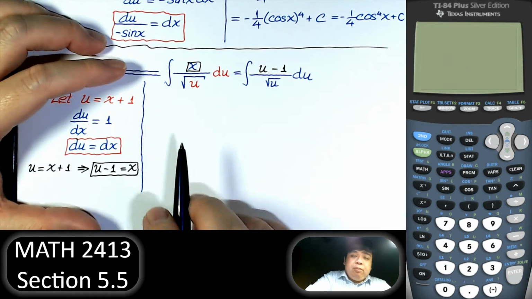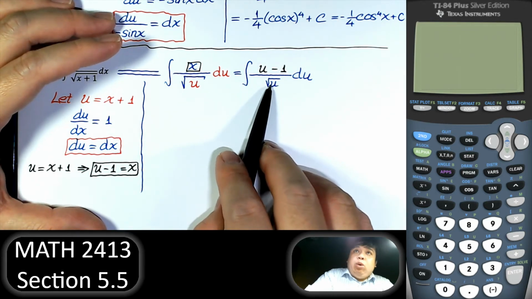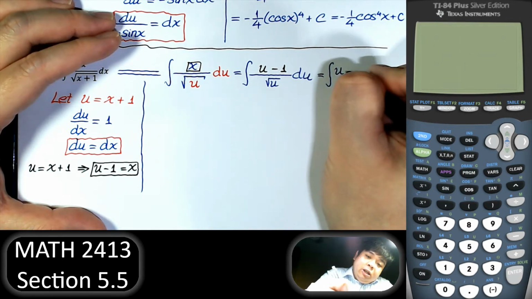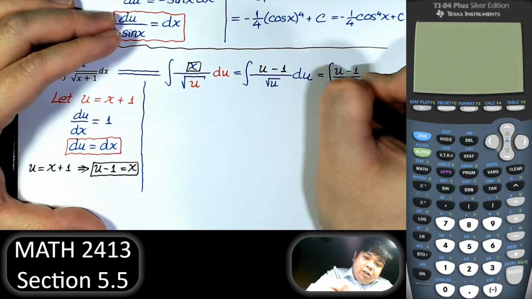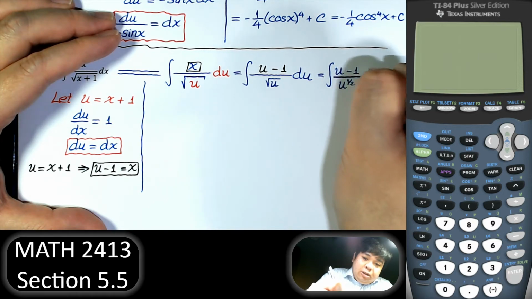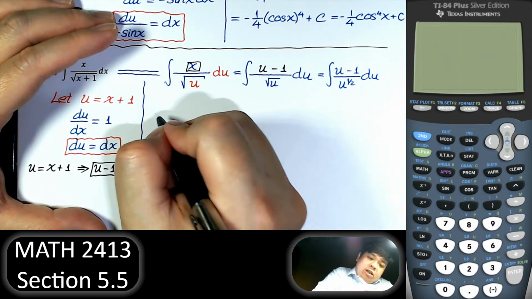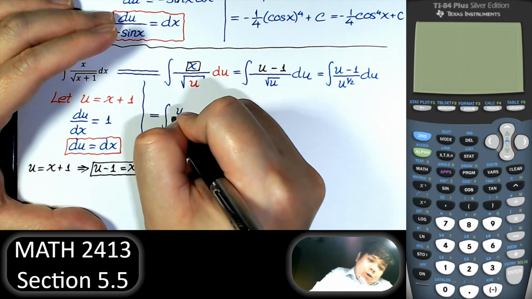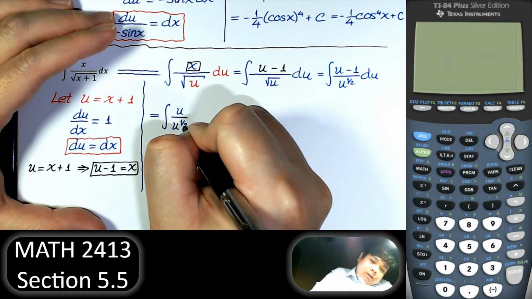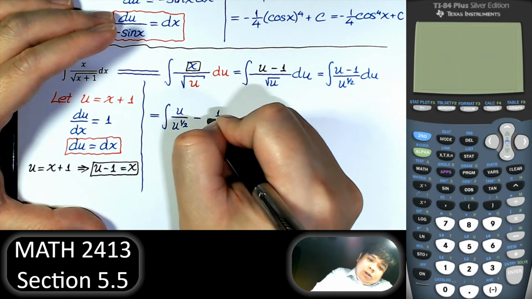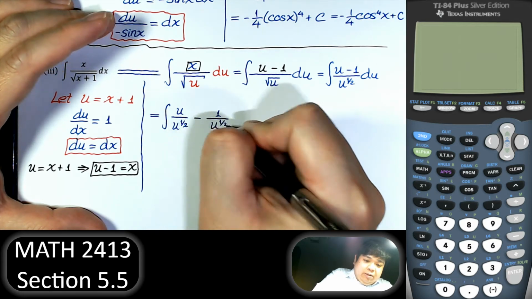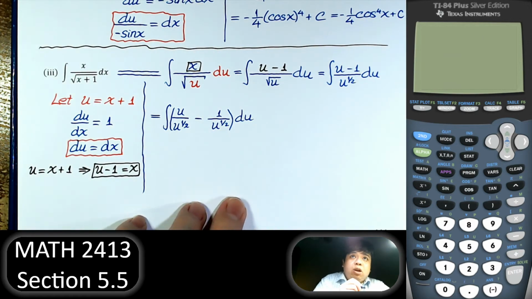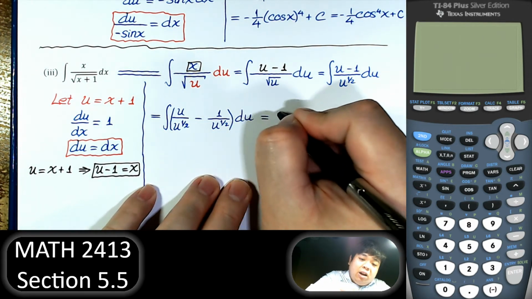Still can integrate. Right. For this one, I will write this as u to the 1/2 because we're going to use the power rule, right? We can split this integral. We have u over u to the 1/2 minus 1 over u to the 1/2 du. Right, and then use the power rule, simplify them first.